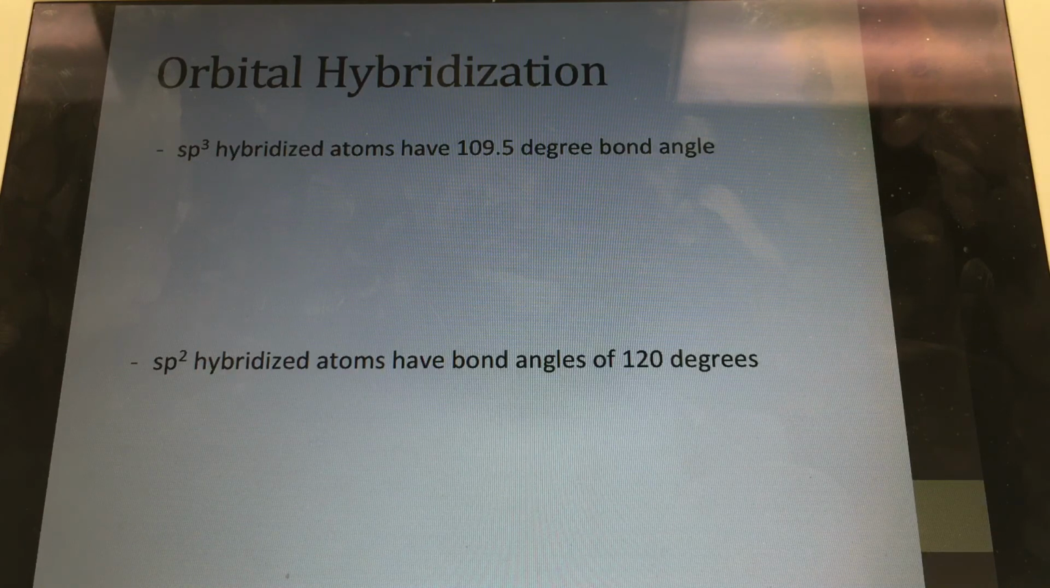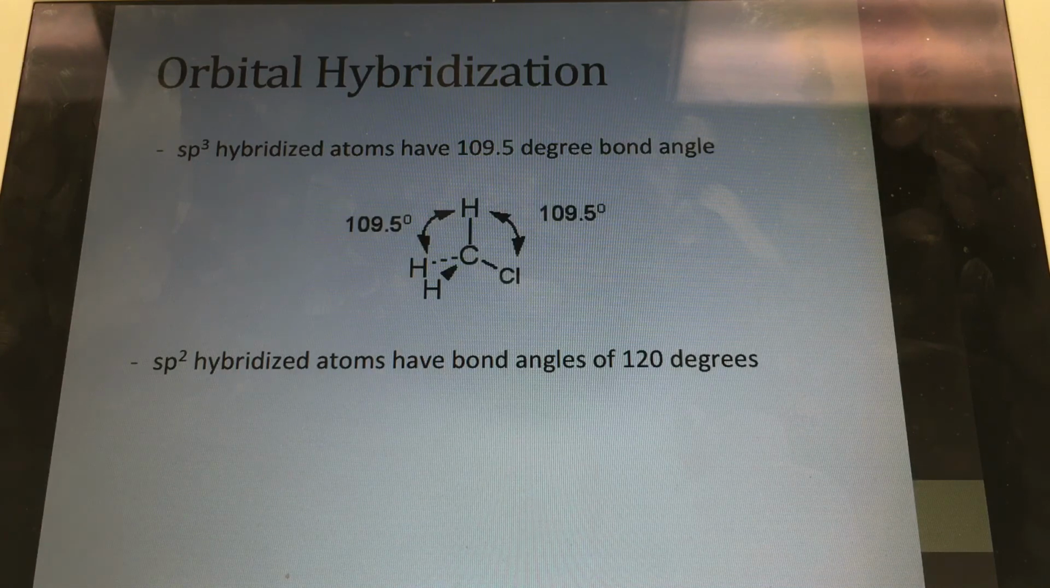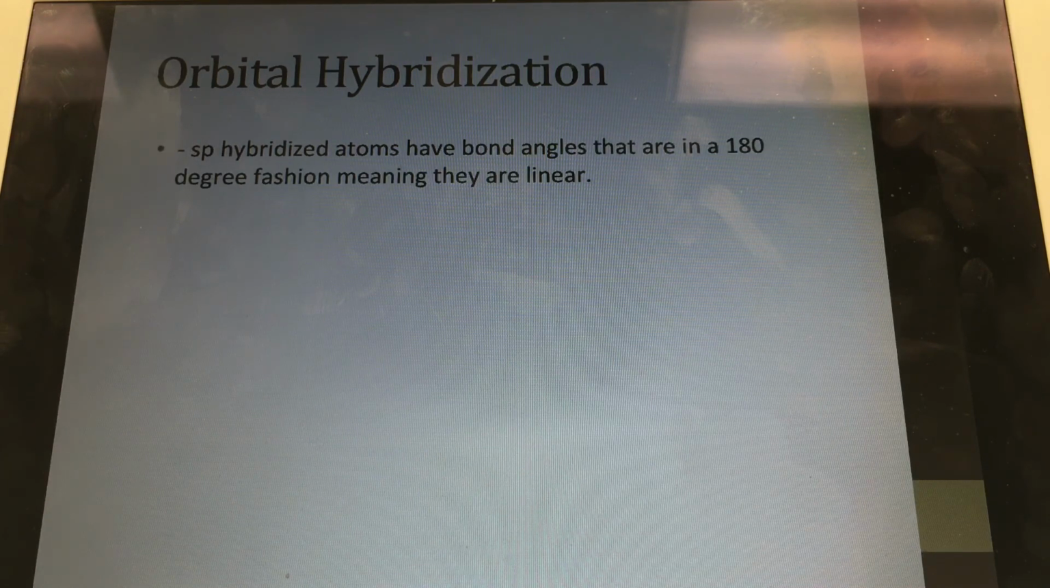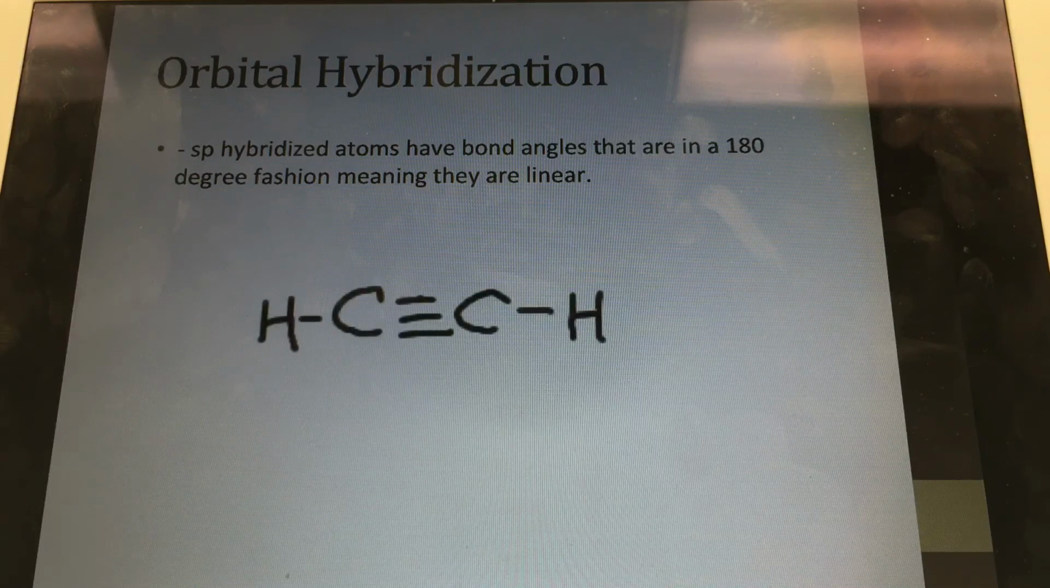To hit a little bit more on orbital hybridization, sp3 hybridized atoms have 109.5 degree bond angles, as seen below. And sp2 hybridized atoms have bond angles of 120 degrees, as you see there. sp hybridized atoms have bond angles of 180 degrees, which means they are linear, as you see there.